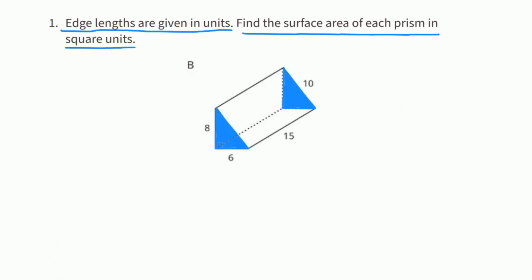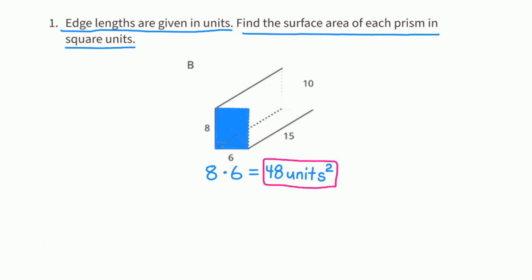Prism B. These triangular bases have the dimensions 8 by 6, but remember they're triangles. If we were to find the surface area of each triangle, we would do 1/2 times 8 times 6. However, there are two triangles, so we can treat these two triangles the same way we can treat one rectangle. 8 times 6 is 48. So the two triangles combined have a surface area of 48 units squared.